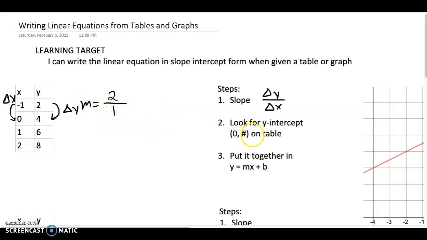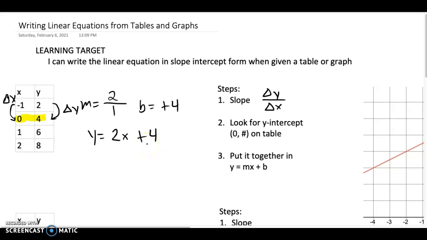And then I look for my y-intercept. So I'm looking for the value on the table that has a 0 in the x column. So it's this one right here, that is the y-intercept. So my b would be equal to positive 4. And then my last step is I put that together. y equals 2x plus 4, following that form, y equals mx plus b.